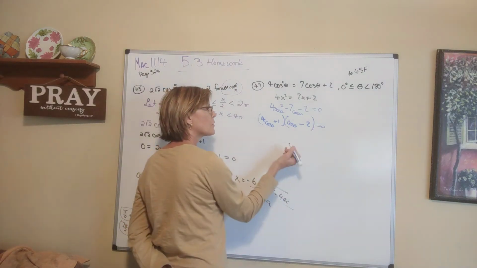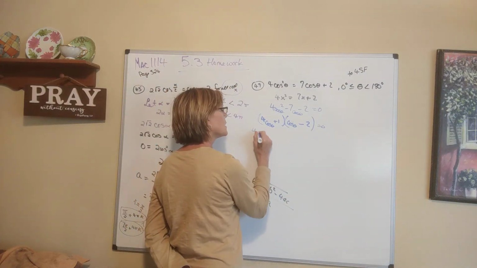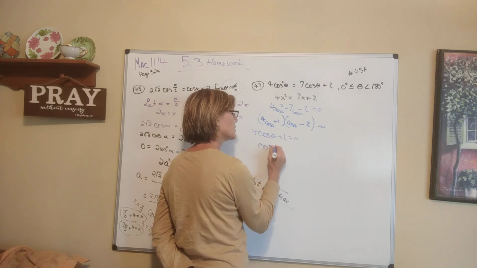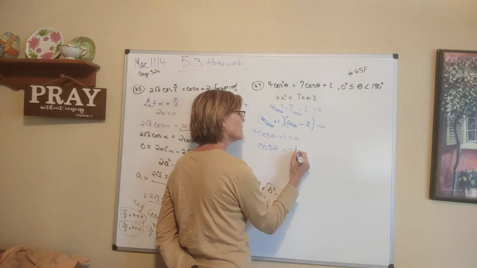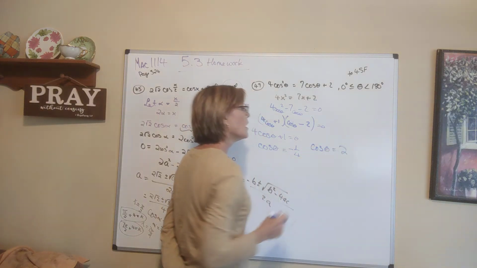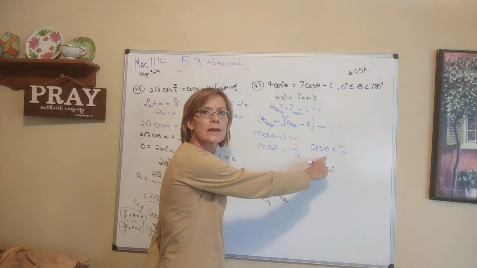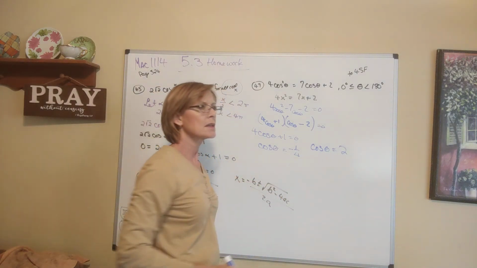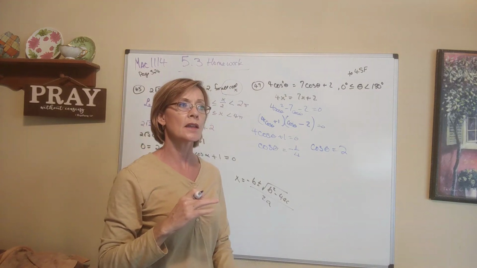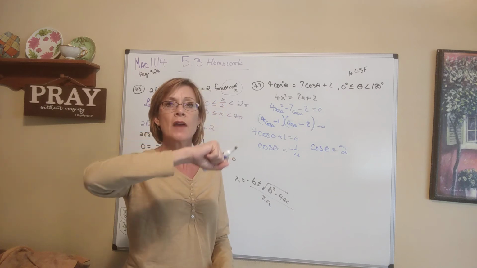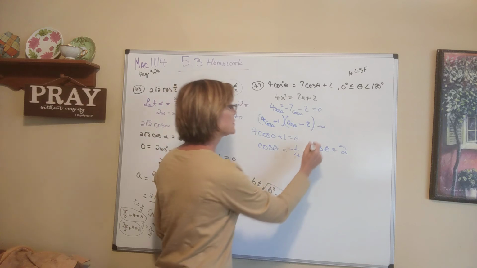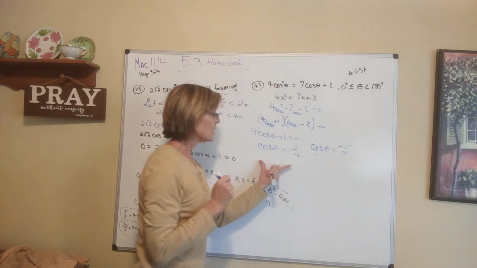Okay, so we'll solve this for cosine of theta. So 4 times the cosine of theta plus 1 is 0. You get that the cosine of theta is negative 1/4, and you get that the cosine of theta is 2. Right here, I'm going to reject this answer. The reason I'm going to reject it is because the range of the cosine curve is that 1 and negative 1 are the most extreme values you can get. Anything greater than 1, anything less than negative 1 is not possible. I'm just going to reject this one right off the bat.